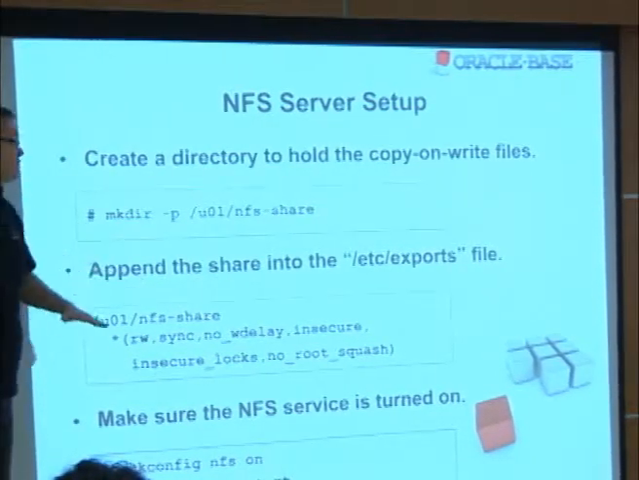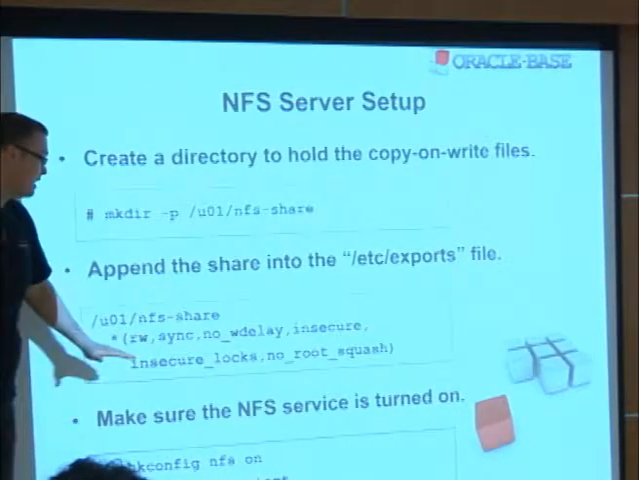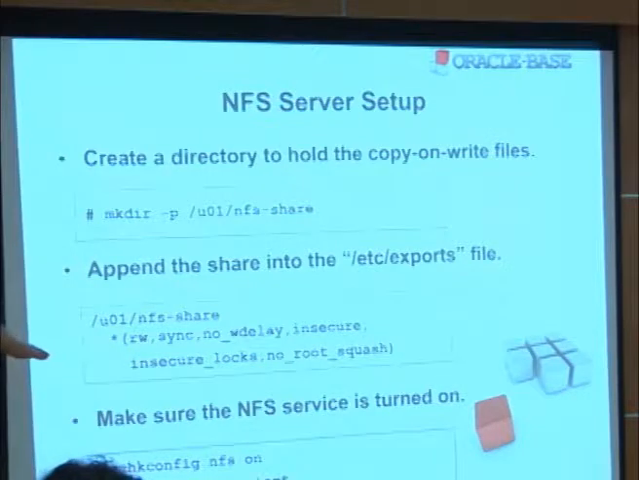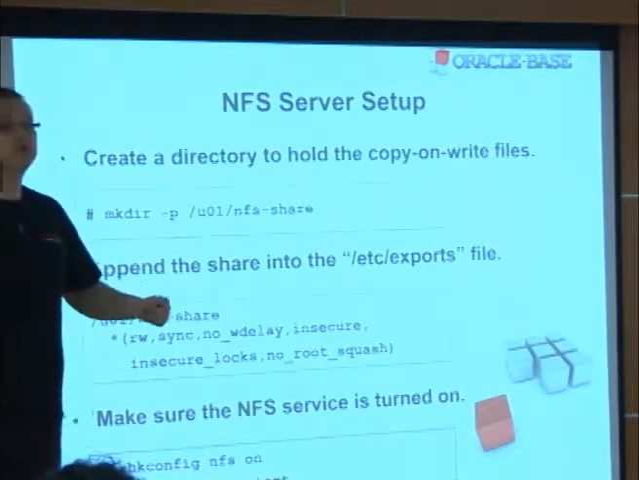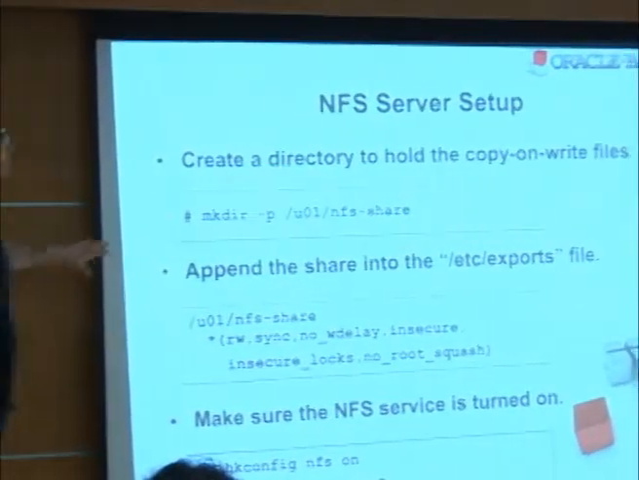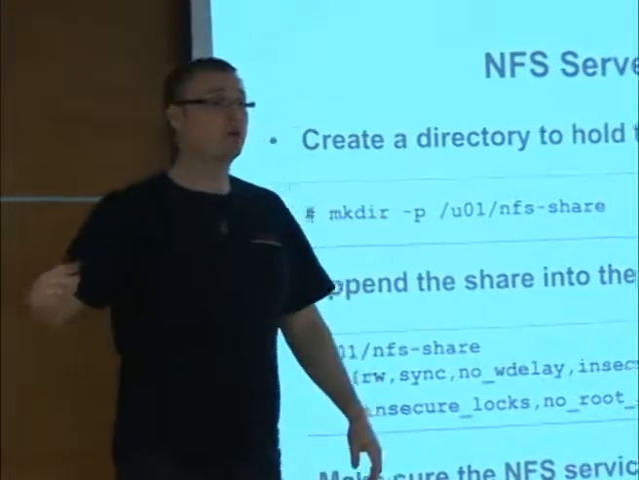So I create a directory, I put an entry in the etc exports file, and I mount that, I turn on the NFS service and make sure it restarts when the server is rebooted. So this is just giving me an NFS share that I can mount as my copy on write location. It's nothing special.